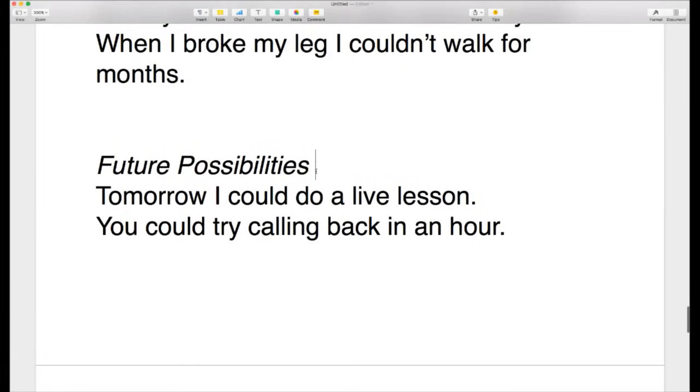We also use could when talking about future possibilities. So, I could say, tomorrow, I could do a live lesson. It is possible for me to do a live lesson. It doesn't mean I intend to. It just means it's possible. I have the time. I can do a live lesson, but I'm not sure if I want to or if I will. I don't know. I could, but I don't intend to. Okay? So future possibilities, remember that one.